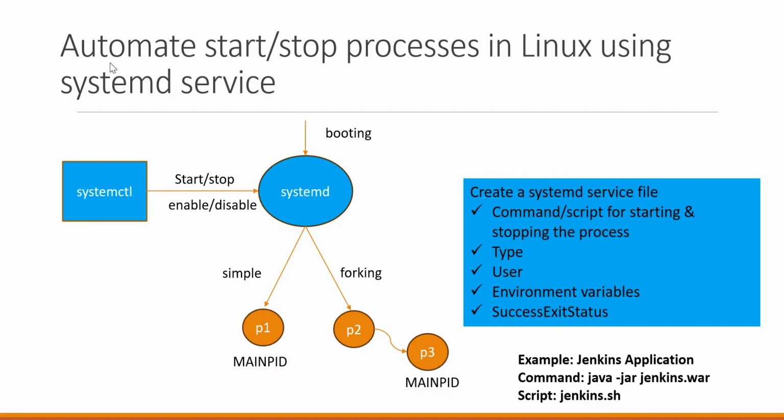So in this video, we have seen how to automate the start or stop of Linux process using systemd service. Here we have considered two types of systemd service like simple service and forking service. And we have taken the example as Jenkins application.